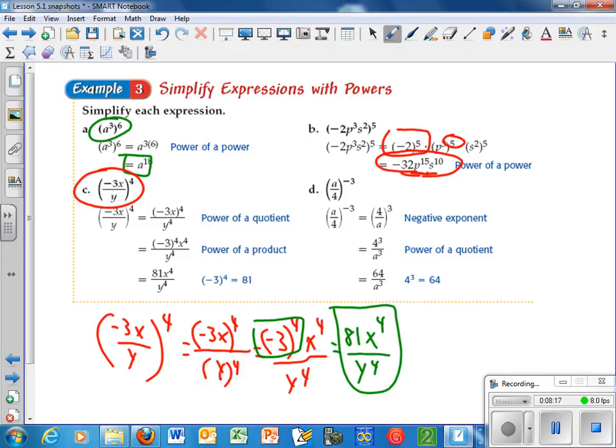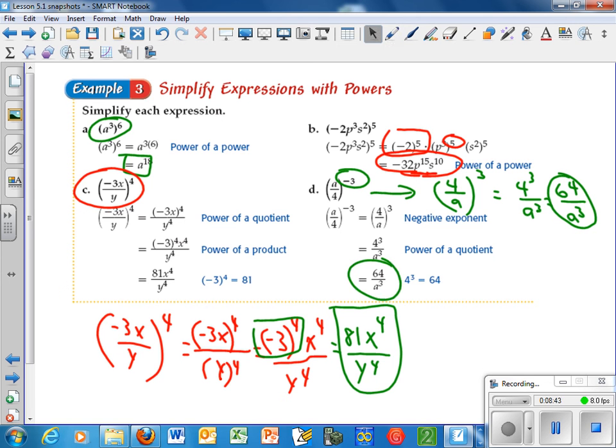Okay, this one right here, notice the exponent's negative, so we flip over the fraction. It's 4 over a to the third power. Then we're going to take both the top and the bottom to the third power, so it's 4 to the third over a to the third. And obviously I need to do 4 to the third power, 4 times 4 times 4, which is 64 over a to the third power. And that's what you get, and that's what they're showing you right there.